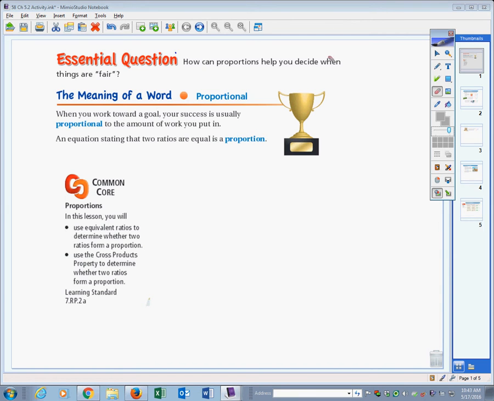All right, so today we're going to look at section 5.2. The essential question for today's lesson is, how can proportions help you decide when things are fair? The meaning of the word proportional is an equation stating that two ratios are equal, which would tell you that it's proportional.